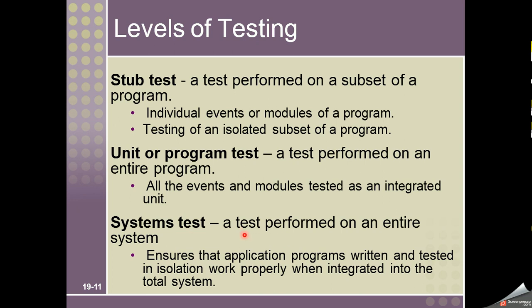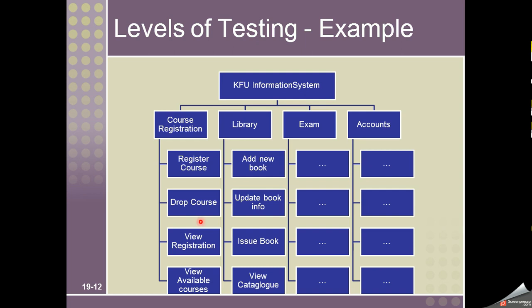The system test is a test performed on an entire system. It ensures that application programs written and tested in isolation work properly when integrated into the total system. Let's see a simple example to clarify what is the purpose of stub test, unit test, and a system test.